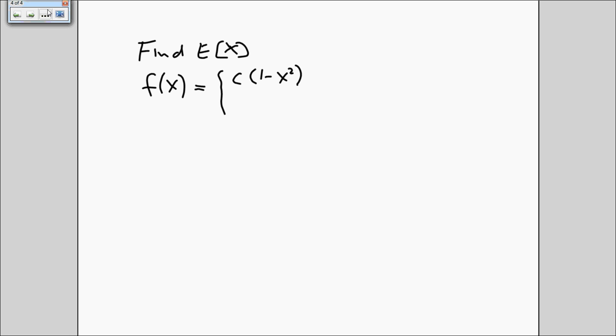So suppose you're asked to find E of x if the PDF of a random variable is f of x equals c times (1 minus x squared), where x is between -1 and 1, and it's 0 otherwise.